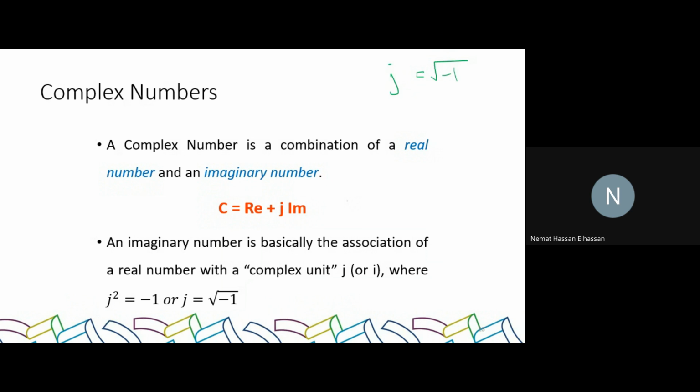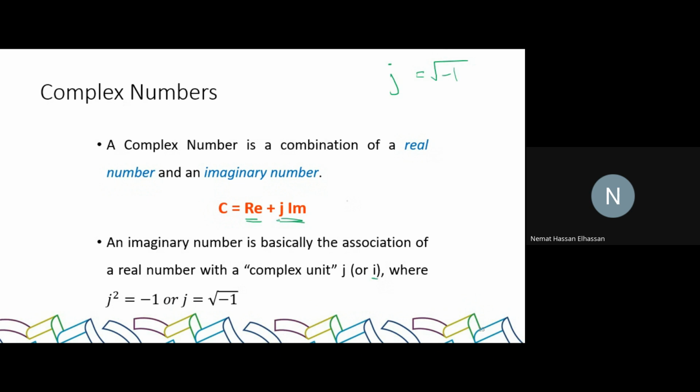Okay? Now, in math books, they usually use the letter i for imaginary, but because in electrical engineering i is reserved for current, we use the letter j for imaginary. So, a complex number, الأعداد المركبة, is a number that has a real number and an imaginary number. A real part, and a real number multiplied by j, which we call the imaginary part.